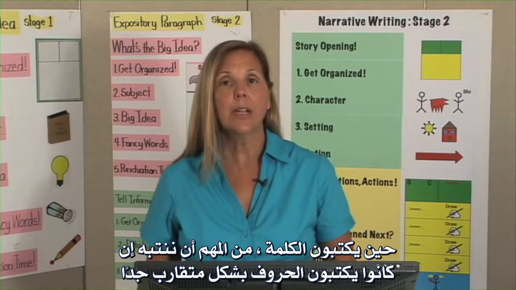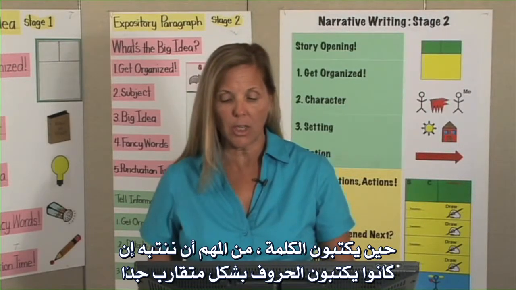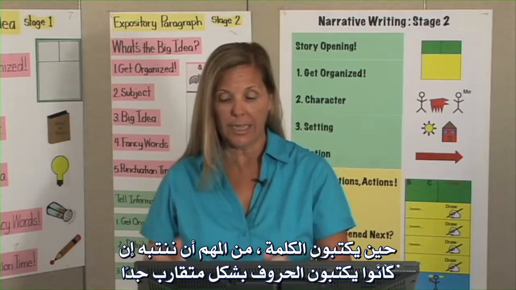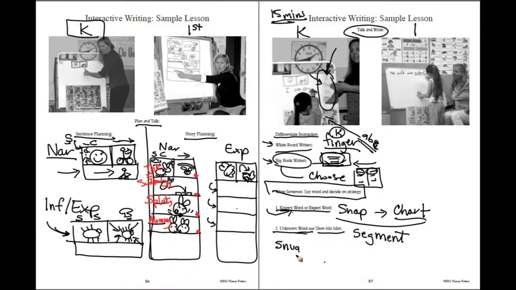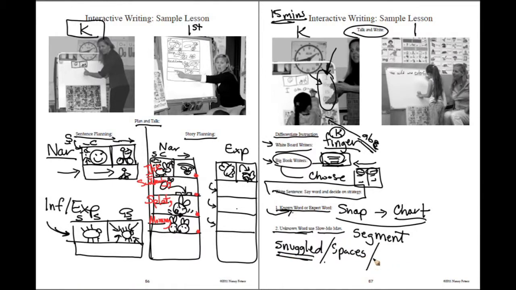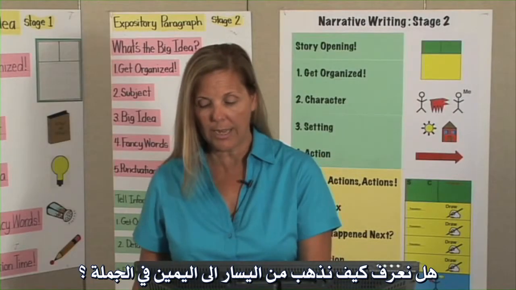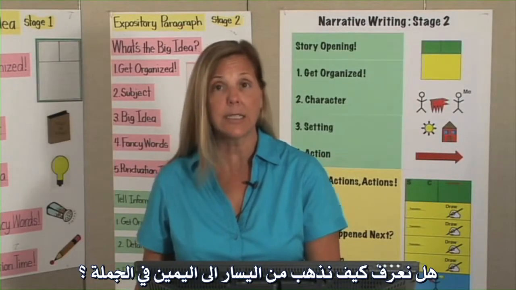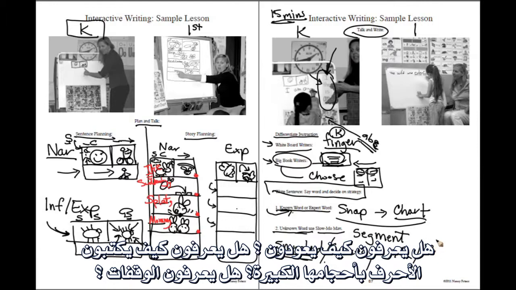When they're writing down the words, the other thing that we need to look at is, are they snuggling letters together in a word? So are words snuggled? Do we have spaces between words? Do we know how to go left to right in a sentence? Do we know how to have a return sweep? Do we have our capitals? And do we have our stops?